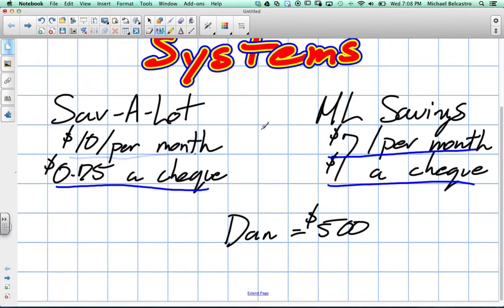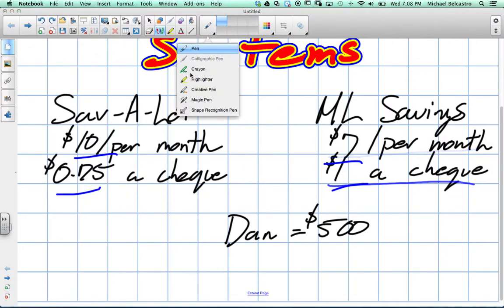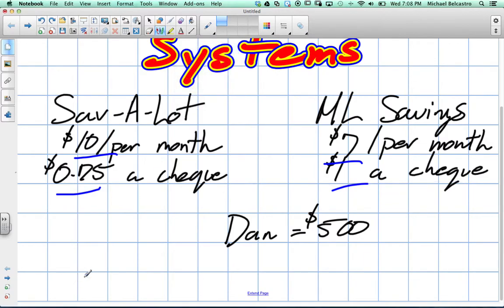$1 per check. Now this can be confusing because it looks like both of these are variable, right? And if we were to set up linear equations, we're used to when they explain a linear equation, they say something like, sorry, I just need a page.